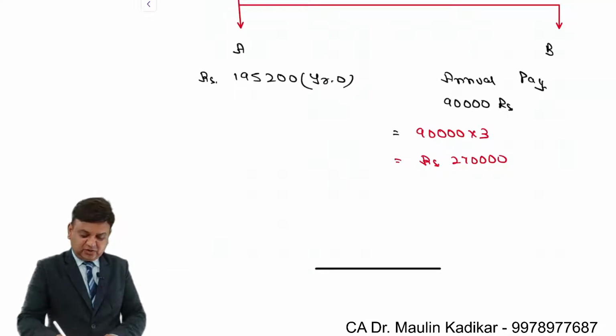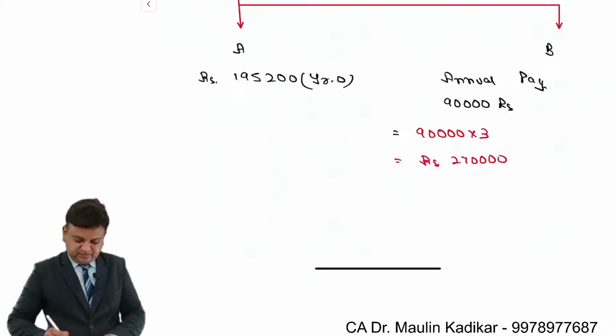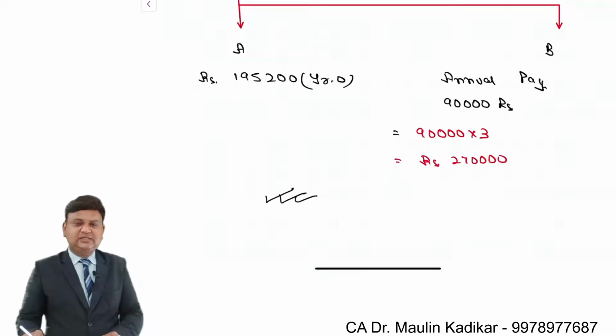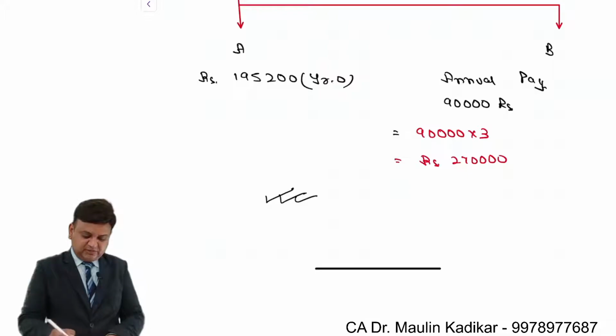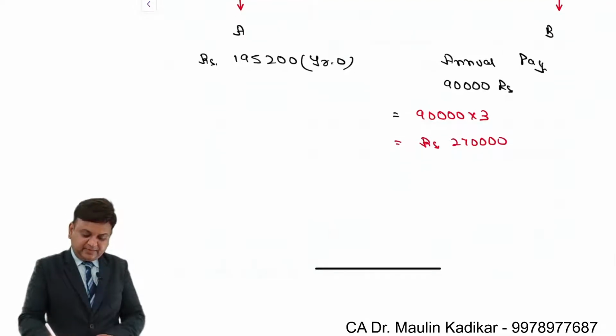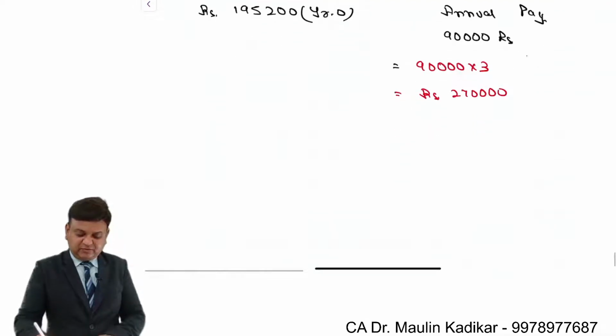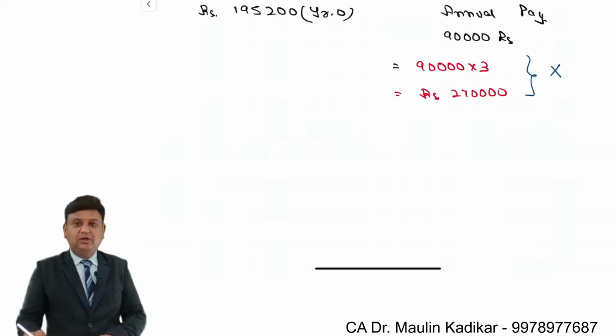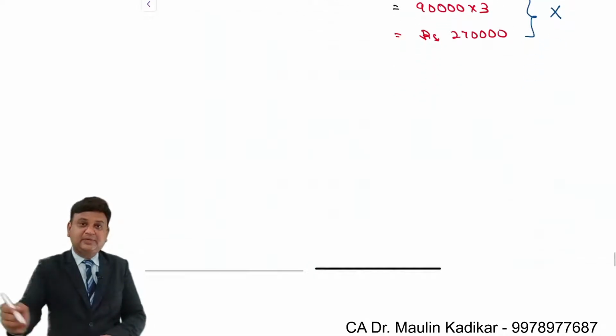This is the way we can say we have two options, and we can see that option A is a cheaper option. So we should make payment today itself. This is the way I am thinking to write the answer. Am I correct or am I wrong? We understand that this is wrong. Why? Because the concept of the time value of money has not been considered by me. Instead of doing 90,000 into 3, I have to take the present value.